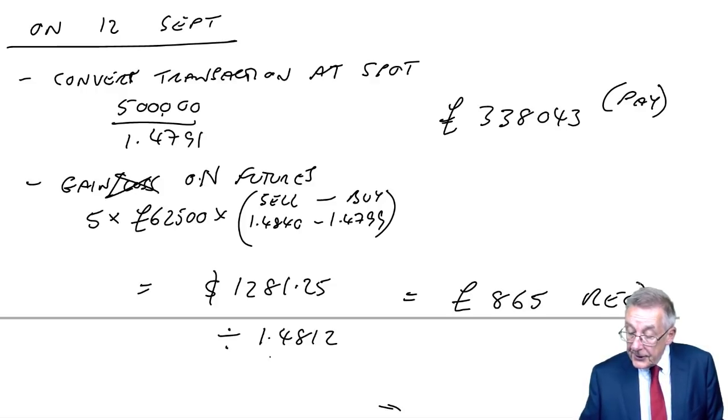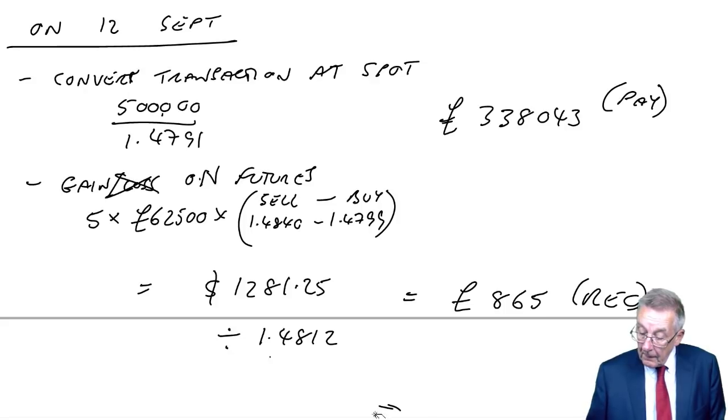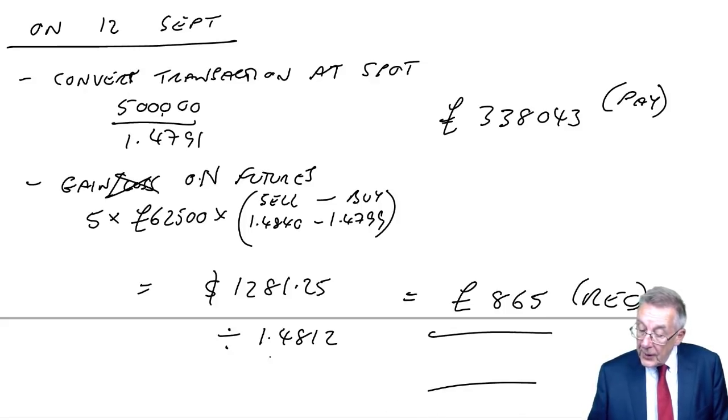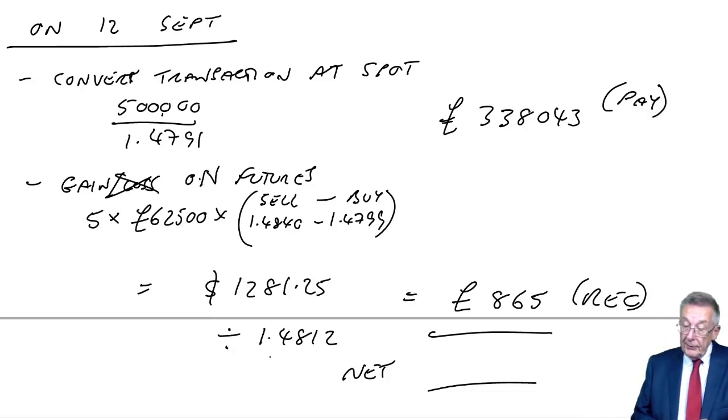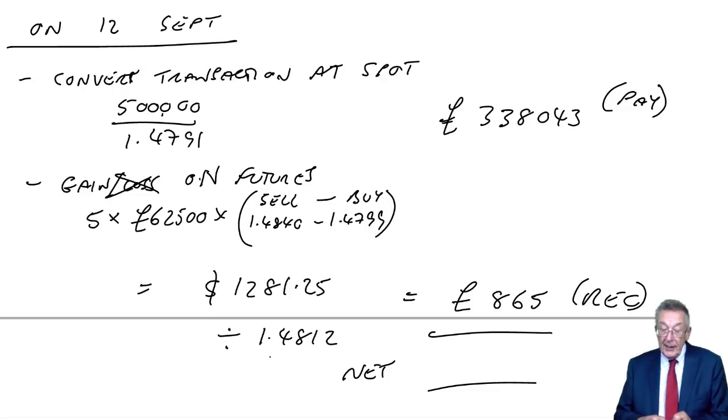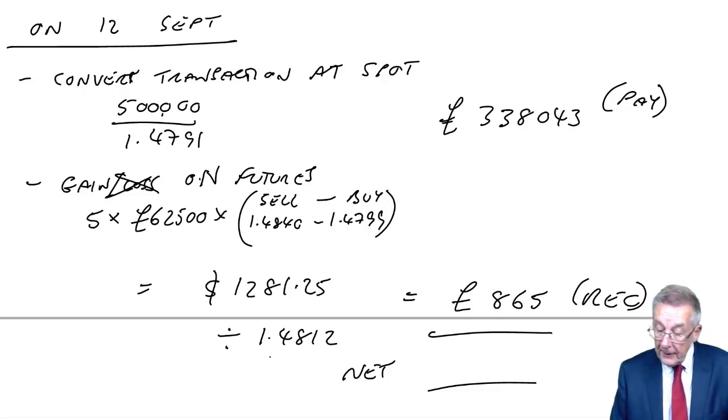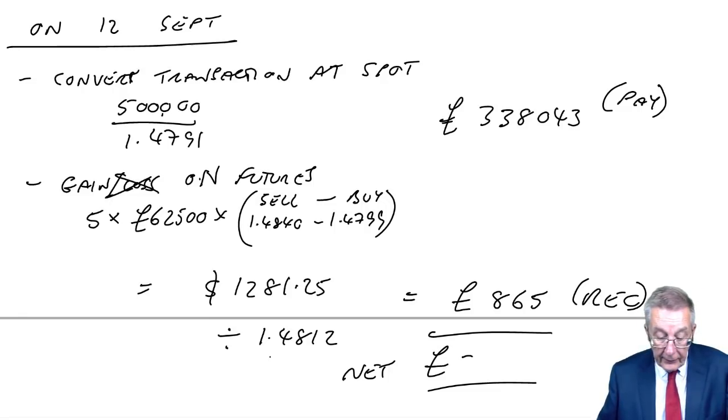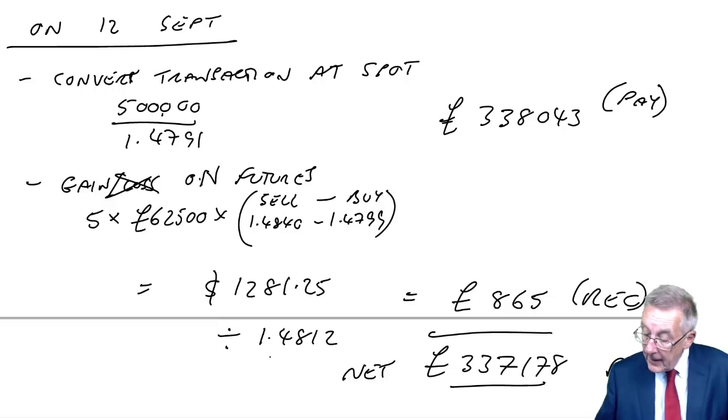It is a gain, so it's a receipt. And so the net payment: we pay out 338043, we receive 865, the gain on the futures, a net figure of 337178. Payment.